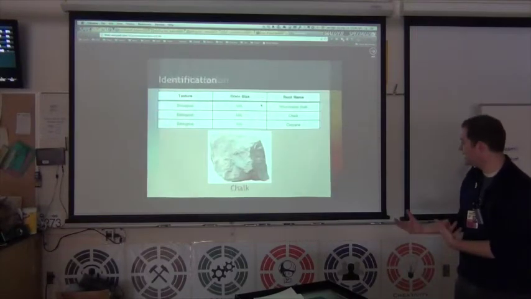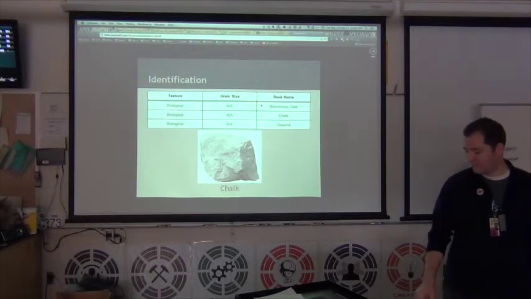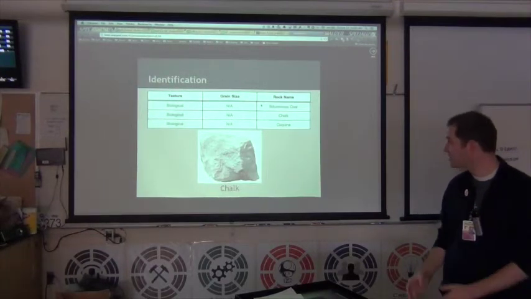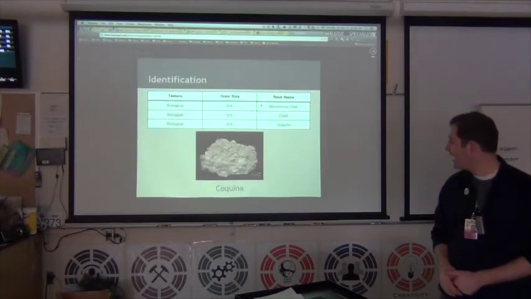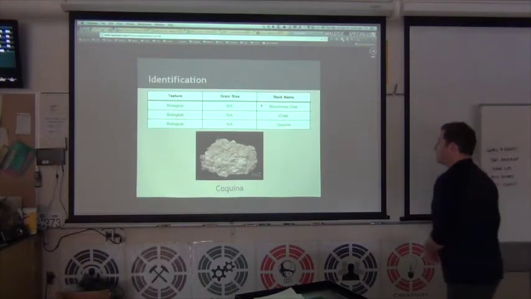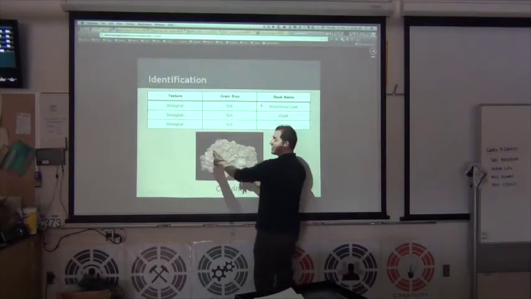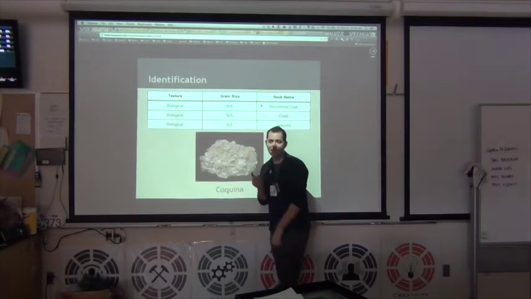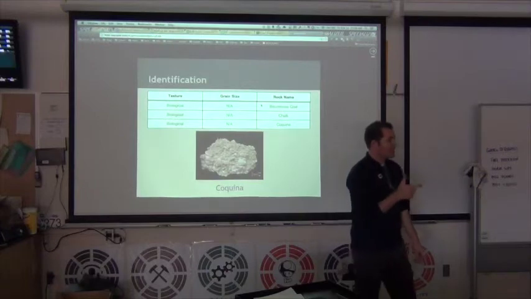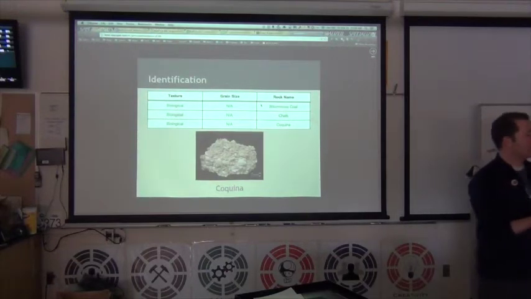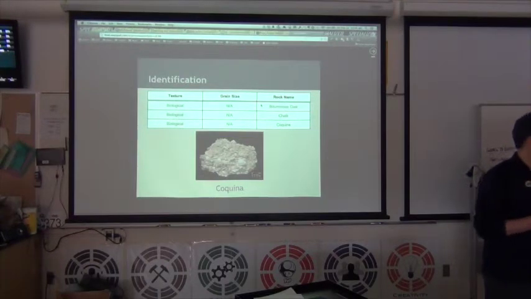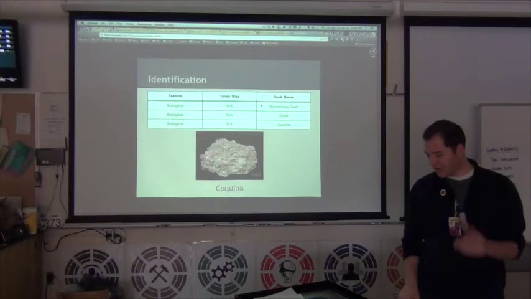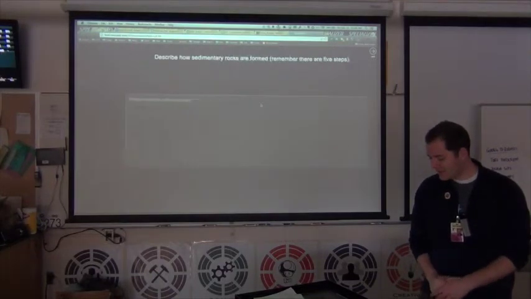Okay, chalk is another one that's made of biological things. It's made of other creatures. And coquina is also one. And in this picture, you can actually see little shells in that. Okay, so you can see those shells, and they're a little bit bigger than they are in limestone or in coal or other things, so you can actually see the chunks and the pieces of shells. Okay, and we'll look at these in person as well.